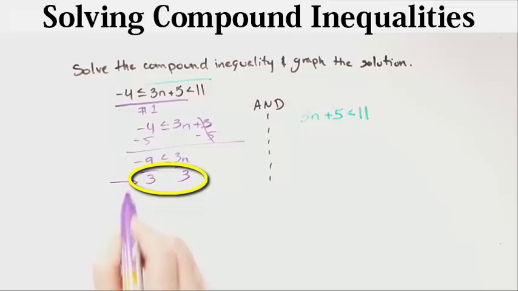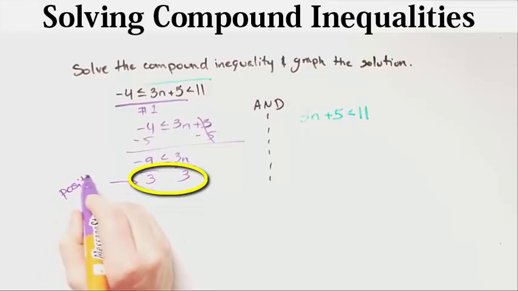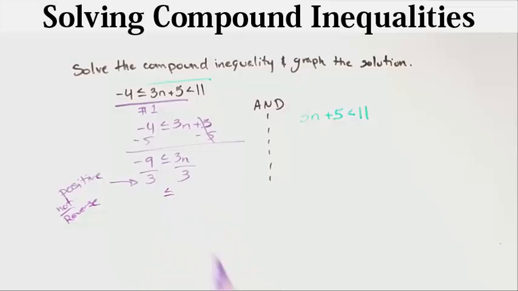The minute you divide, you need to stop and take a look. This is a positive number. If it is positive, then you are not reversing the symbol. So I'm going to immediately write down the correct symbol so I do not accidentally forget it. -9 divided by 3 is -3. 3 divided by 3 is 1, so I'm left with -3 is less than or equal to n. And now we have to come over and solve the second one.